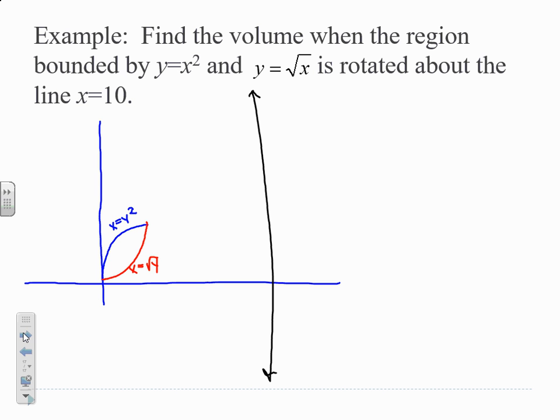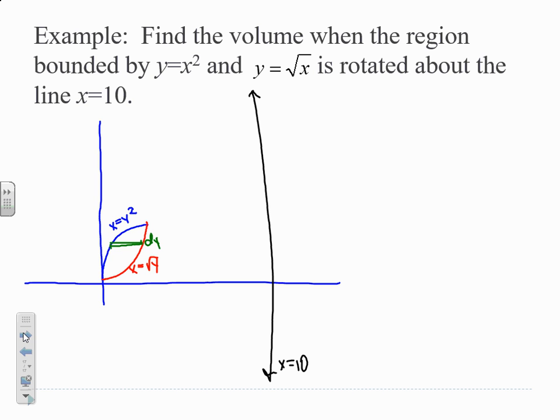Oh, sorry, got it. You were looking at the y equals radical x, right? Yeah, I went ahead and changed them like we did on our last slide, okay? And we're rotating around the line x equals 10. Okay? So if we're going to rotate around a vertical line, we have to have horizontal rectangles with thickness dy.